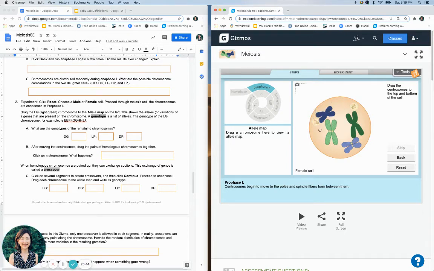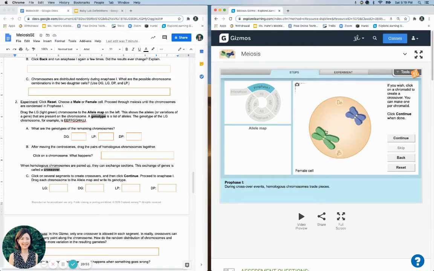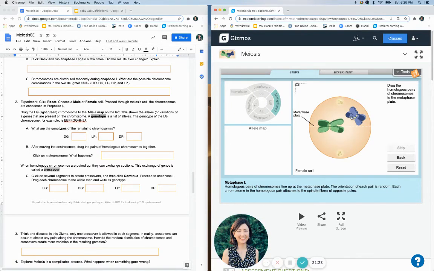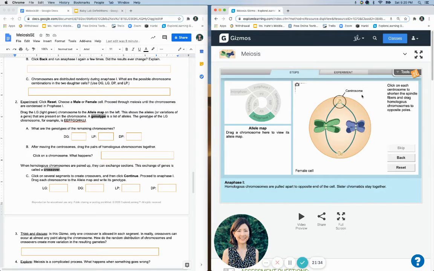Move the centromeres and line those up. And then this is where crossing over happens. So we're going to click on several segments. Oh, we can click on more than one. Okay. We're going to click on several segments, and then we're going to proceed to anaphase. And then we're going to click this.